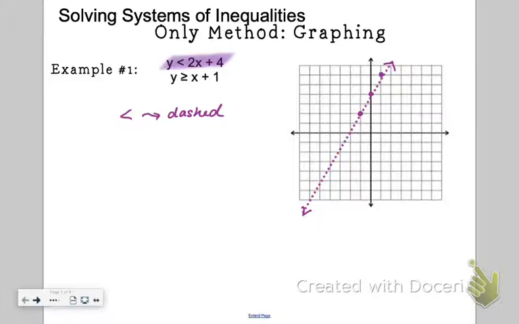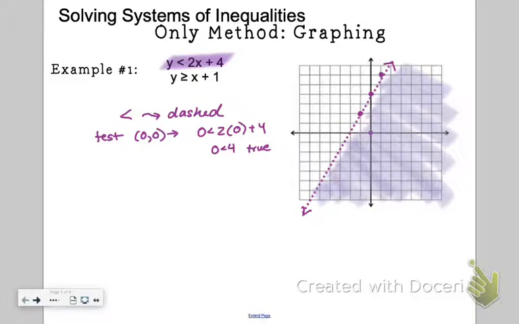So the two things for inequalities that are different from regular lines is dotted versus solid line, and then there's shading. So I always like to test 0, 0. So if we plug in 0 for x and 0 for y and simplify, we get the statement 0 is less than 4, which is true. So that means we're going to shade the side 0, 0 is on.